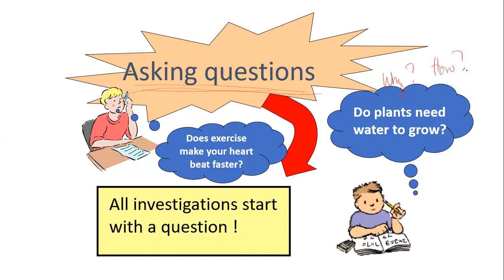Okay, how are things made? Why does the lightning come before the thunder? Okay, so those are the critical thinking skills that you need to develop in order to come up with a very good topic. So does exercise make your heart beat faster? Have you tried this? When you jog, why do you get palpitations? What causes those things? So that is being curious of the things that surround you or the things that are happening around you. Next, do plants need water to grow?